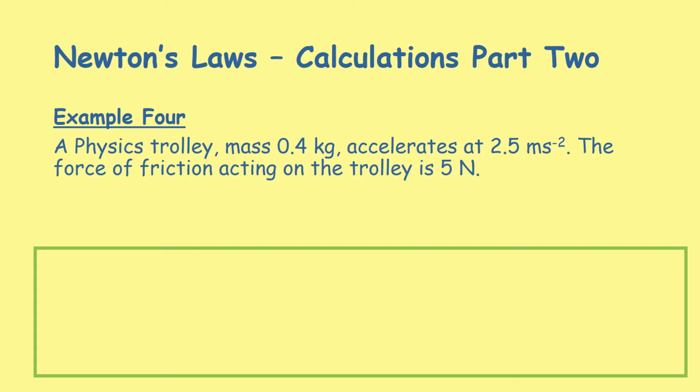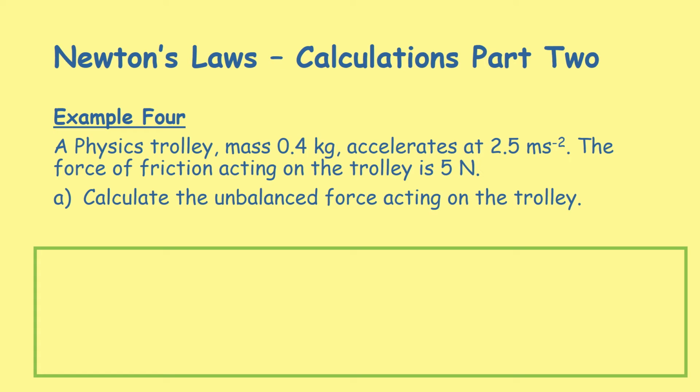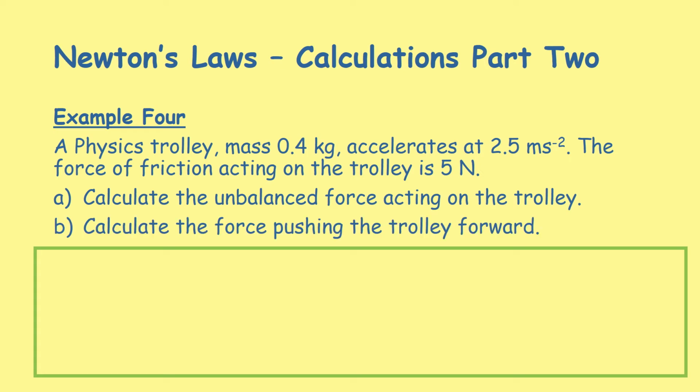Example 4. A physics trolley with a mass of 0.4 kilograms accelerates at 2.5 meters per second squared. The force of friction acting on the trolley is 5 newtons. Part A. Calculate the unbalanced force acting on the trolley, and Part B. Calculate the force pushing the trolley forwards. Let's have a look at the question and see what we have. We have a mass, and we have an acceleration. We also have a force of friction acting on the trolley.